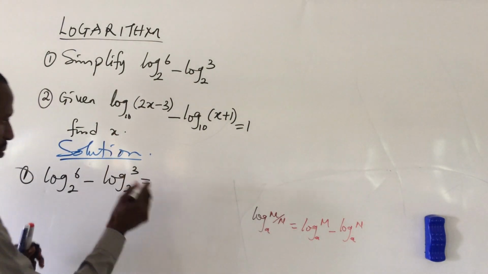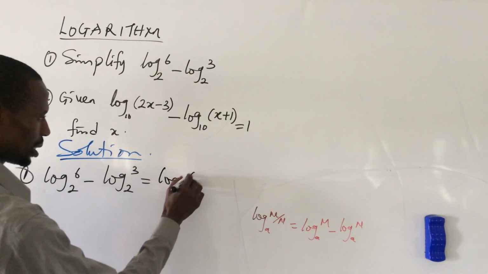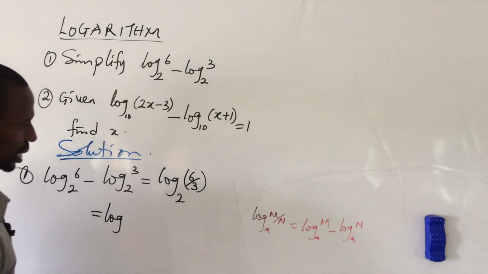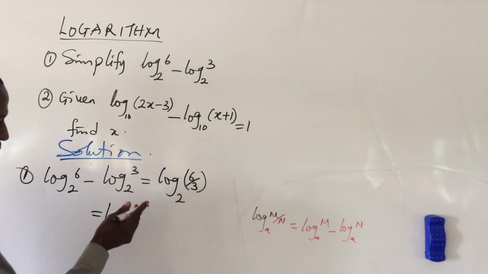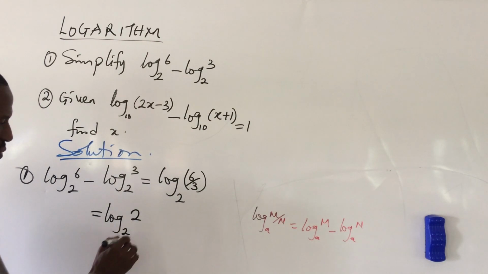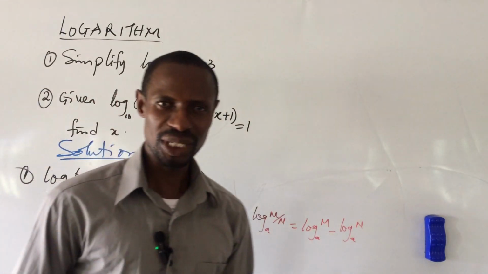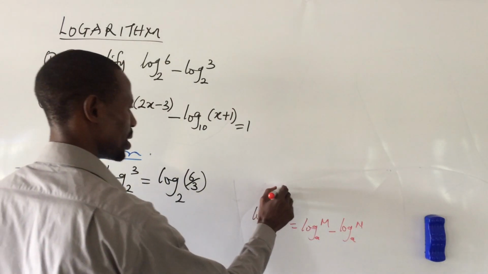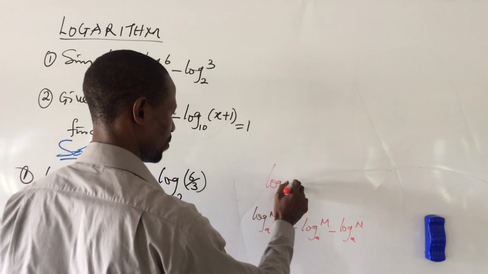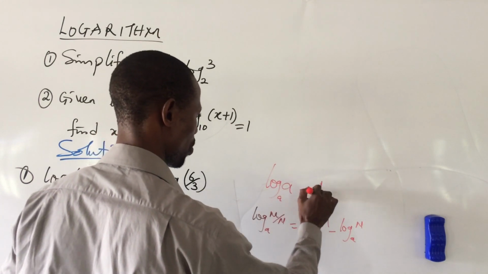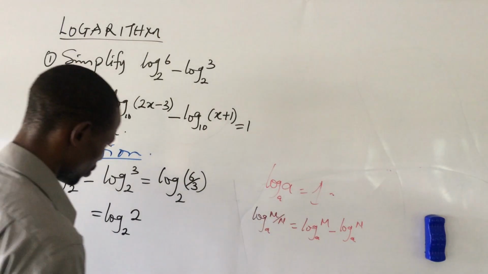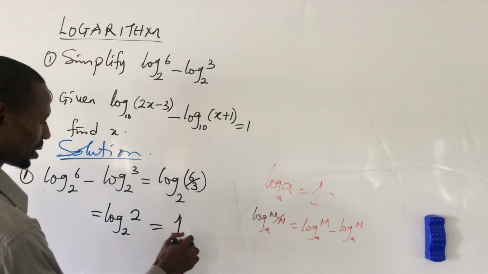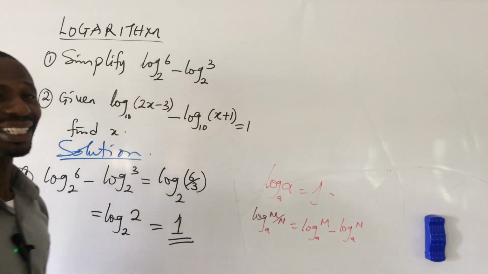And so this expression becomes log (6 over 3) base 2. If you watch carefully, 3 into 6 will give us 2. So we have log 2 base 2. And there is another law which says that the log of any number base itself is 1. The law says log of a base a is equal to 1. So if we apply that law, this expression will automatically give us 1. Simple as A, B, C, D.